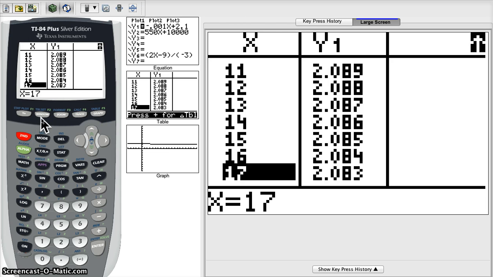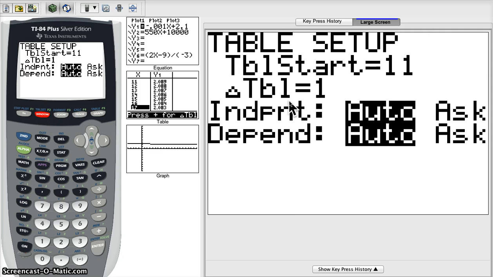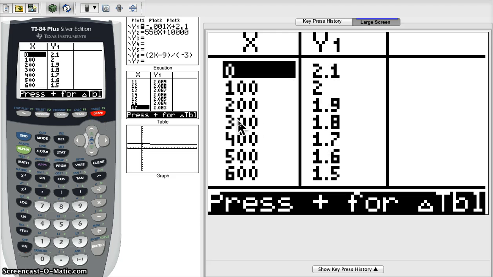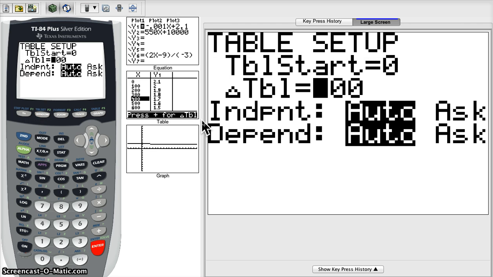Rather than hitting the down arrow a million times, I'm going to go to Table Set. That's second window. I'm going to have it start at 0, but change by, let's say, hundreds. Does the table auto-compute? Nope, I have to actually hit it. Now I can see even quicker. And I actually want to jump even faster, so I'm going to go to Table Set and have it change by 500s.